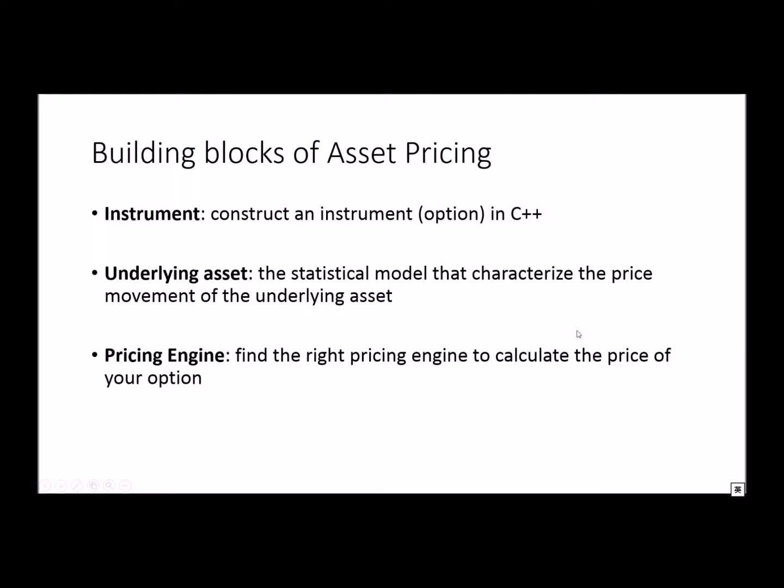For option pricing, or more broadly speaking, for the pricing of any instrument, we will have the following building blocks. First is the instrument itself. In this video, we refer to the option. We will need to construct the option in C++. Second is about the underlying asset of the derivative instrument, how you would like to describe statistically the price movement of the underlying asset. The third part is the model or the method you use for the pricing. For example, we can use the analytical method like Black-Scholes or the simulation method like Monte Carlo for the pricing of an option. Both of these two methods will be covered later in this video.